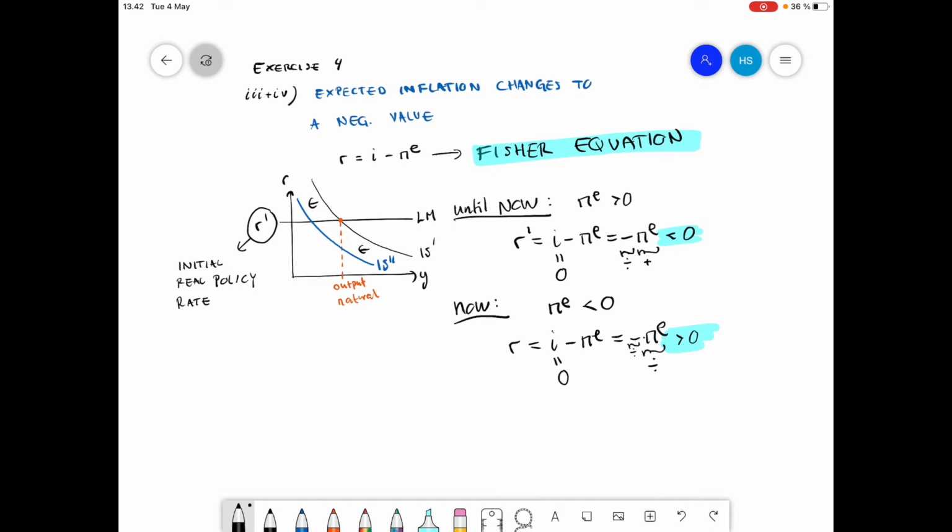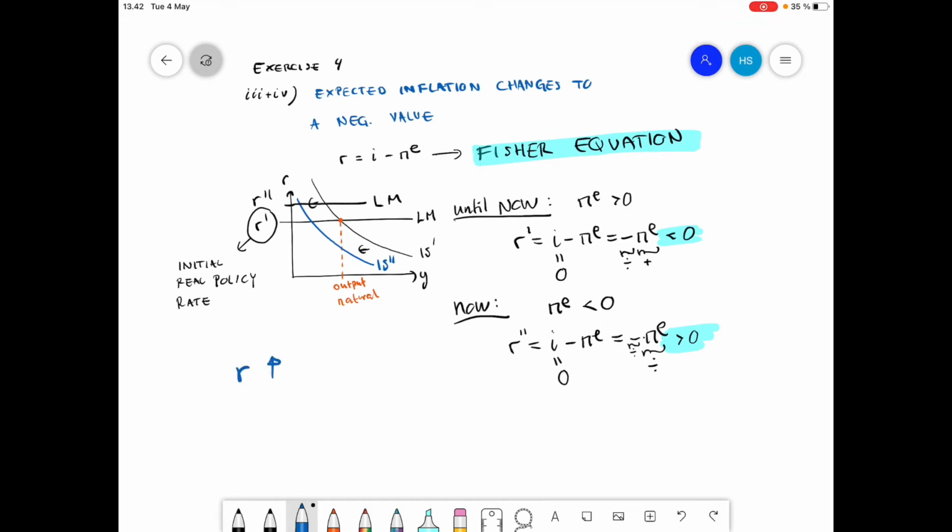Now, when the expected inflation changes to a negative value, we get this new real policy rate that is R double prime. And it increases. It goes from being negative to being positive. So the LM curve shifts up. So as the agents readapt to their expectations about the rate of inflation, the real policy rate increases.